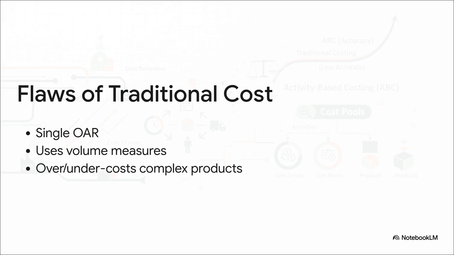But today, in a modern manufacturing setup packed with automation, robotics, and huge pools of overhead, using a single volume-based OAR is pretty much guaranteed to give you the wrong product cost. It just lazily smears overheads evenly across everything based purely on volume. And the result? You end up severely overcosting your simple, high-volume products and dangerously undercosting those complex, low-volume products that are actually draining all your overhead resources.